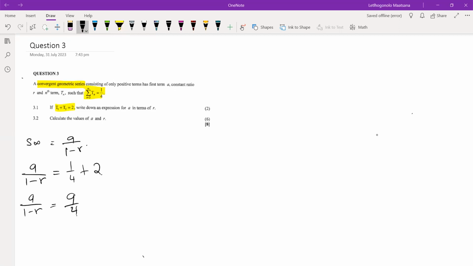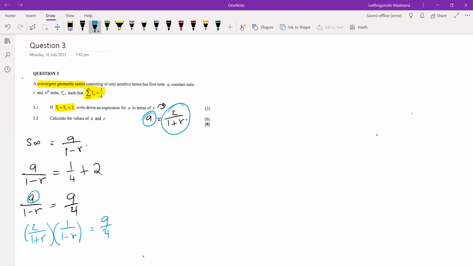We're going to get 9/4. Now, in question 3.1, they wanted us to write A with regards to R. We actually did that, and we got an equation that says that A is equal to 2(1 + R). So we're going to substitute that A with this expression over here. So we're going to end up having 2(1 + R) × 1/(1 − R) is equal to 9/4.